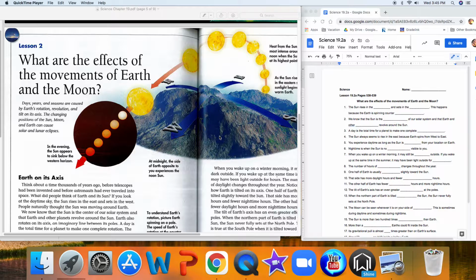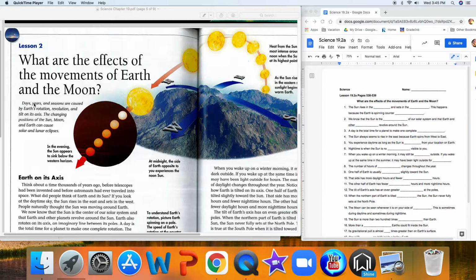Today we're going to talk about what the effects of the movements of the Earth and the Moon are. We spent a few days talking about what the Sun is and then what the Moon was. And today we're going to talk about the different seasons and the things that we have with rotations, revolutions, tilt. Awesome stuff. You got your worksheet ready to go to fill in the notes from these 2 pages today.